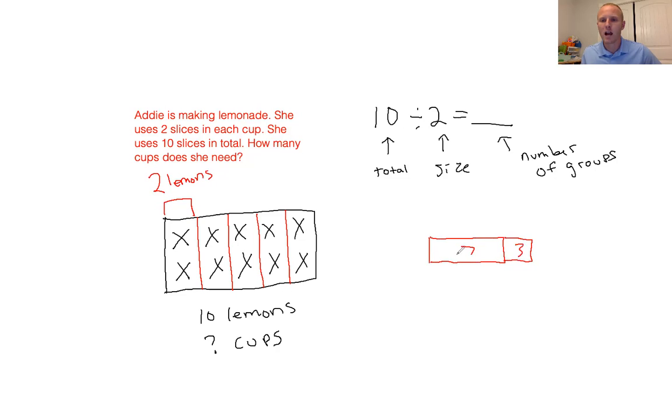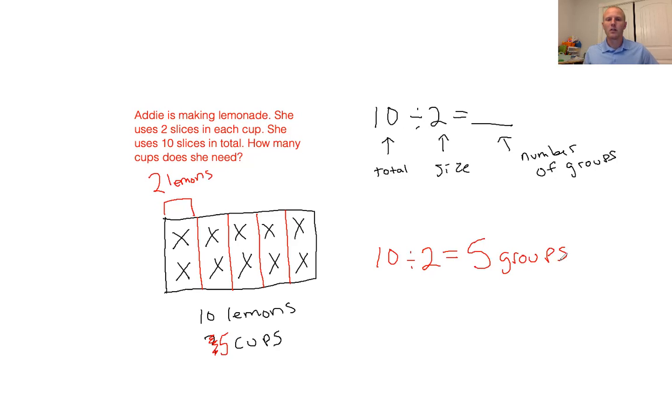When you add and subtract, you can have different size groups putting them together with a tape diagram. We can no longer do that with division and multiplication. So we've counted our units here. We have 1, 2, 3, 4, 5, like I said. And we can now say that we have 5 cups. So we took 10 divided into groups of 2 and found out that we have 5 groups.